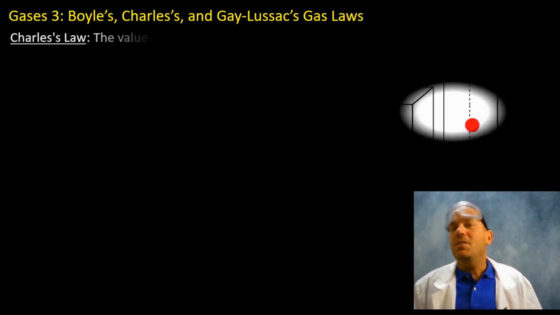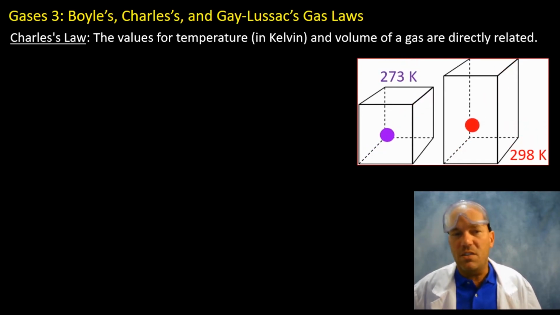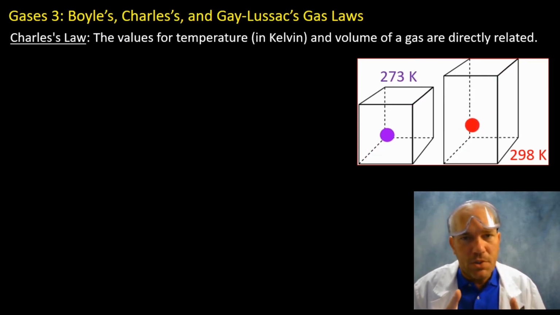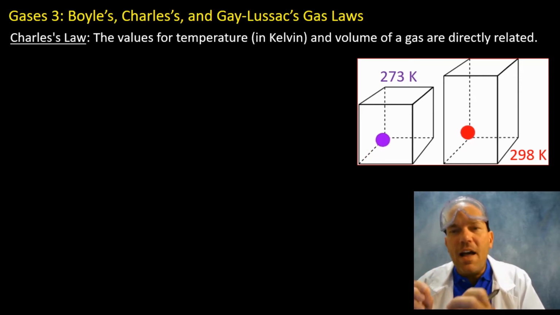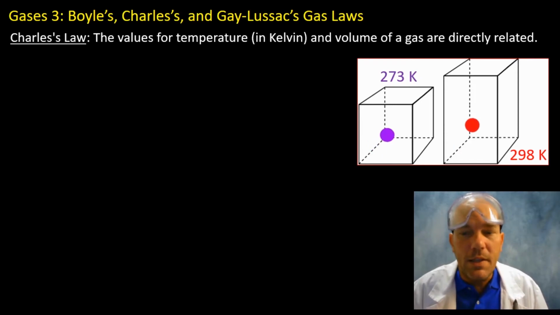In our next law, this is Charles's law. This is named after the French scientist Jacques Charles. And he was actually one of the first individuals to ever go up in a hot air balloon. He found the values of temperature in Kelvin. Remember, we're dealing with gases here. In Kelvin, an absolute temperature scale, and the volume of a gas are directly related or directly proportional.